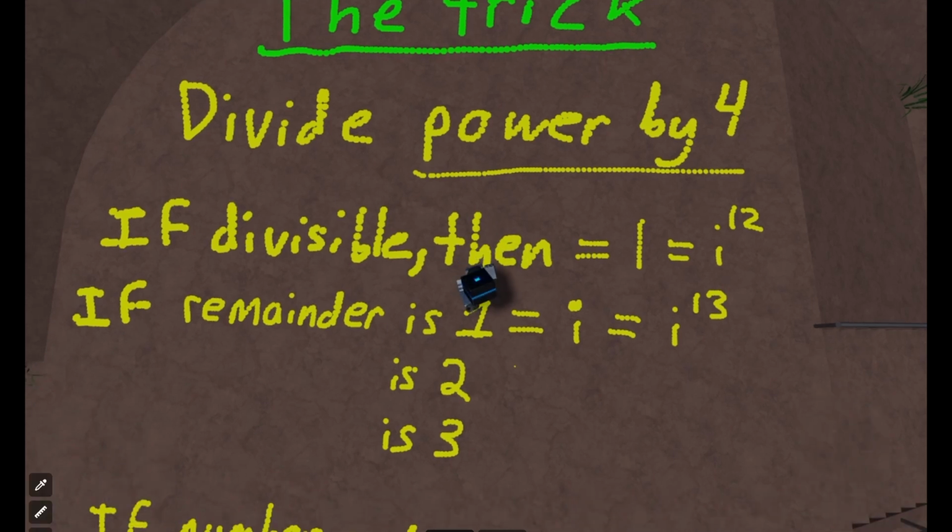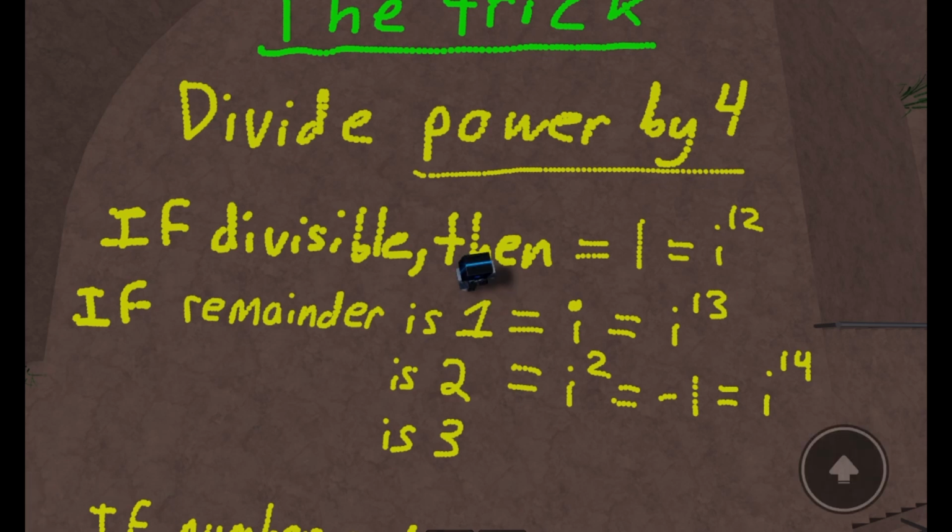If you get that your remainder is 2, this means your answer is equal to i squared, which is equal to -1. As another example, i to the 14th is equal to -1, because 14 divided by 4 yields a remainder of 2. And finally, the only other remainder you get is a remainder of 3. So if that's what you get, your power is just equal to i to the third power, which is equal to -i.